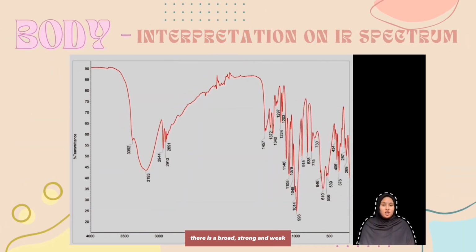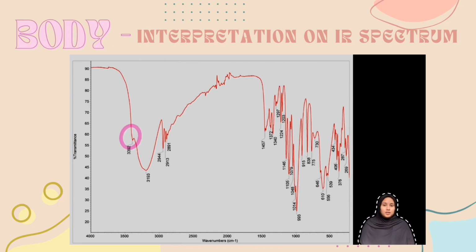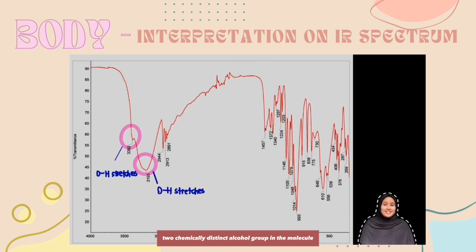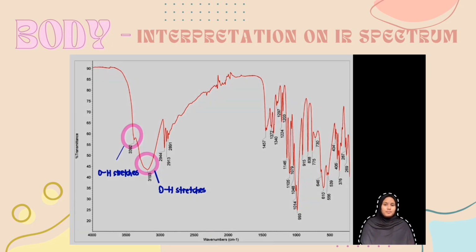There is a broad, strong and weak OH stretching envelope in figure 3 with two peaks at 3392 and 3193. It means there are two chemically distinct alcohol groups in the molecule with different bond strength, force constant, and hence peak position. Four of the carbons in the glucose ring are structurally similar, each being attached to two other carbons, one oxygen and one hydrogen, with the oxygen being part of a secondary alcohol.